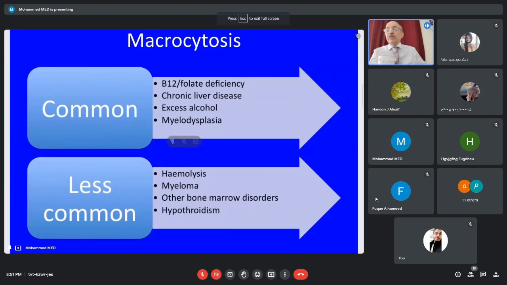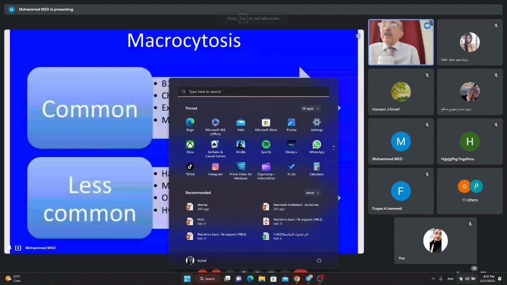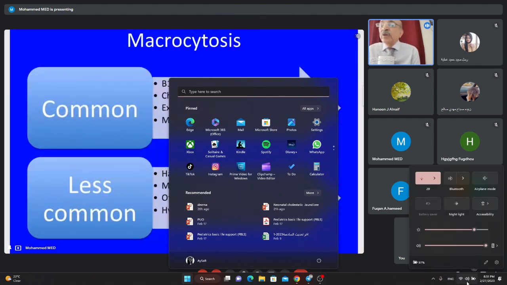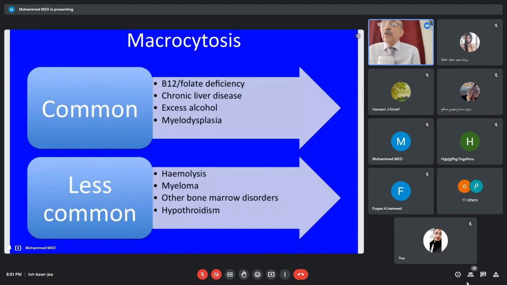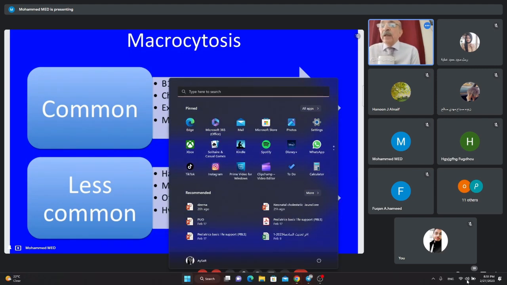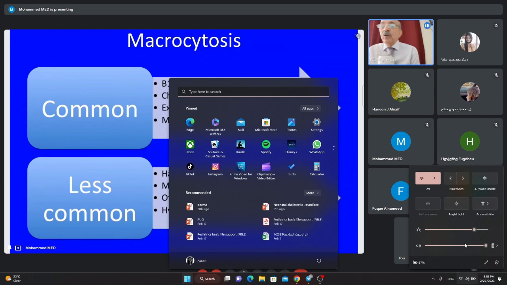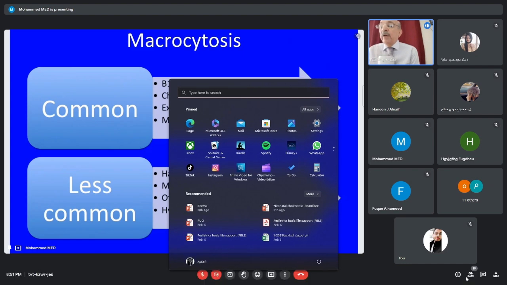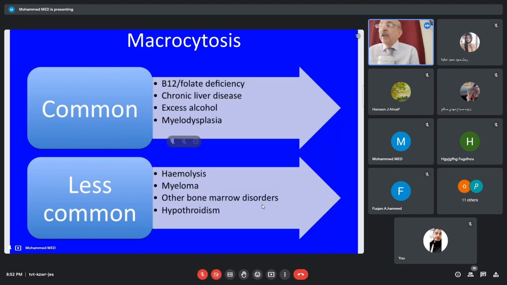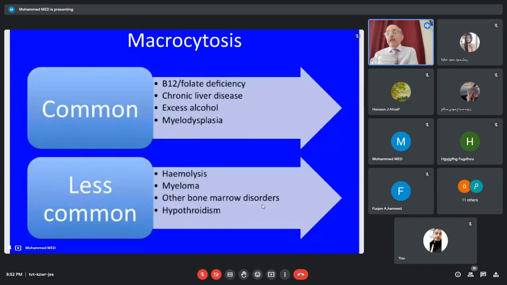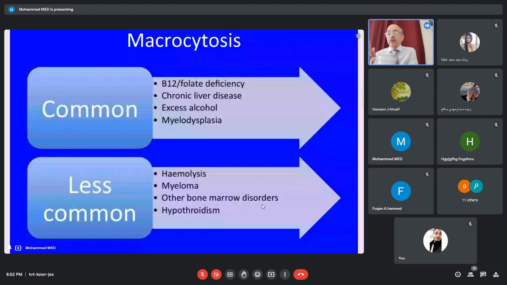What are the causes of macrocytosis? Again, we have discussed this: B12, folate deficiency, chronic liver disease, excess alcohol, very common in the West, and myelodysplasia. Less common, hemolysis, myeloma, other bone marrow disorder, and hypothyroidism. Again, I have said this, thyroxine is required for the formation of RBCs, and in thyroxine deficiency, hypothyroidism, the anemia is usually macrocytic, not microcytic, macrocytic. Next slide, please.